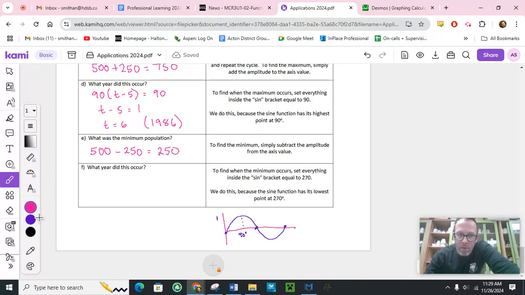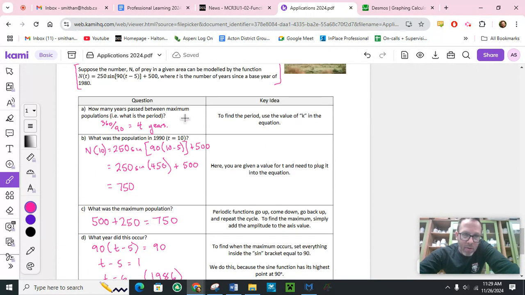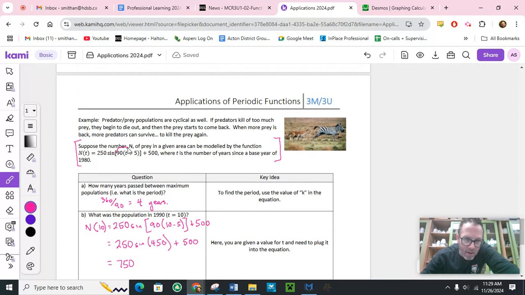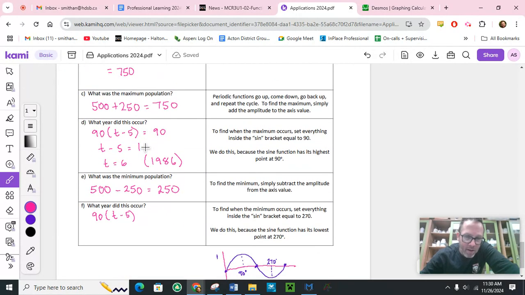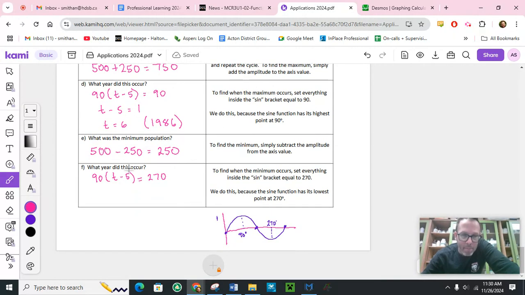And when did this occur? Well, again, we have to ask ourselves, when does the sine function reach this minimum value? And we know this happens at 270 degrees. So if you want to find when a minimum happens, you set the inside of the sine function. And again, here, look at our equation. Here, the inside of our sine function is 90 times t minus 5. Whatever's in there, you set it equal to 270. Why 270? Because that's when the sine function has its first minimum.